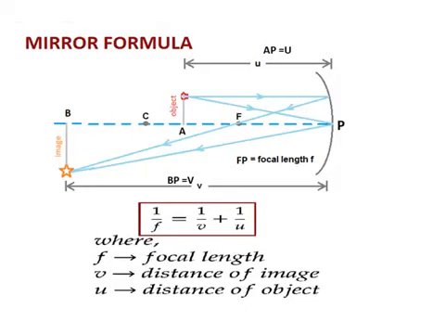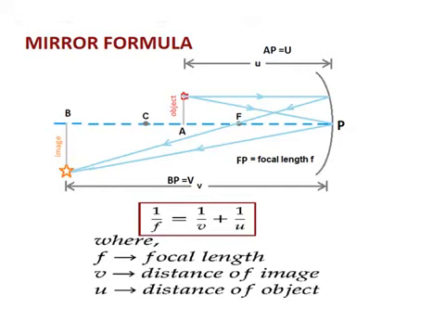So according to the ray diagram rules, if you draw the 2 rays, the intersection of the 2 rays is being formed at the point B where the image is being obtained. So A is the point where the object is, and B is the point where the image is obtained after the ray diagram.